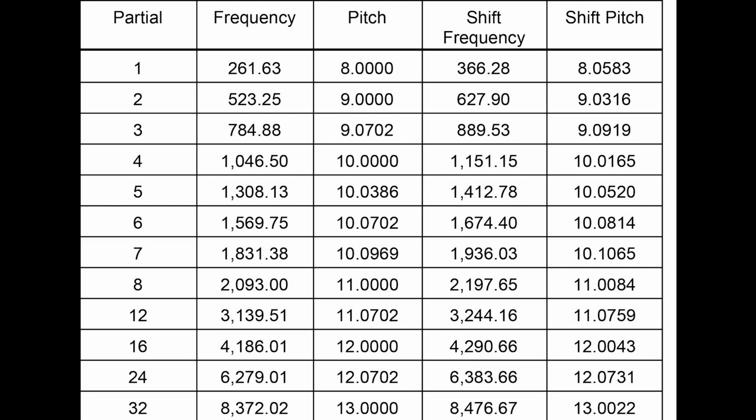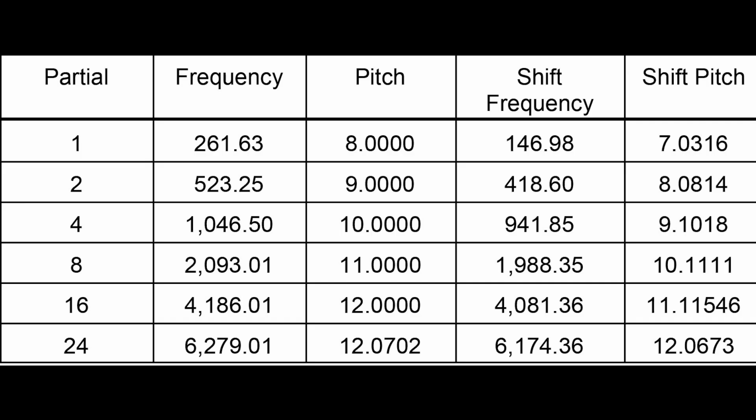The chart shows the frequencies of both the harmonic and shifted partials. The pitch of the shifted fundamental is 5.83 semitones higher than the harmonic, and the second partial, an octave higher, is 3.16 semitones higher. The fourth, eighth, and 16th partials are similarly reduced to an amount of 1.65, 0.84, and 0.43 semitones. By the time we get to the 24th partial, it is only 0.31 semitones higher, and the 32nd is 0.22 semitones higher. Now let's see what happens when we shift down.